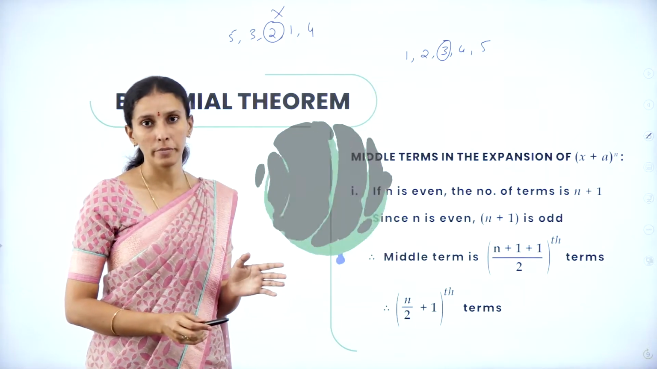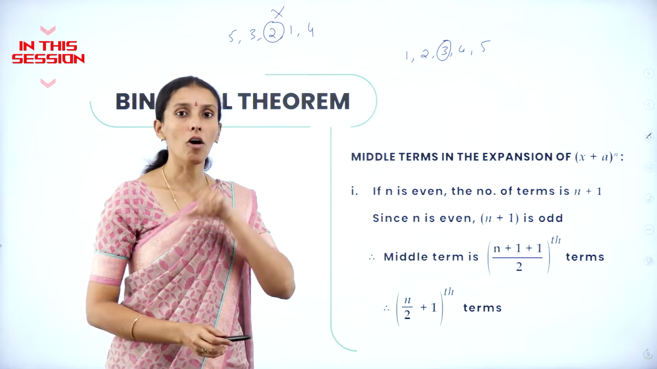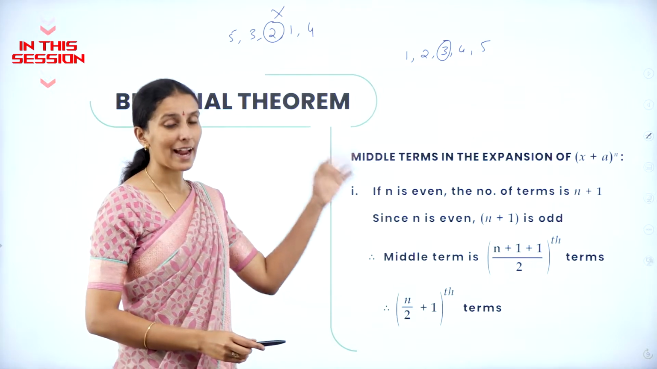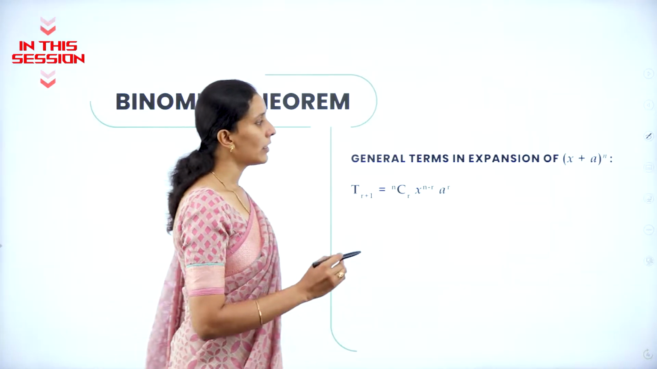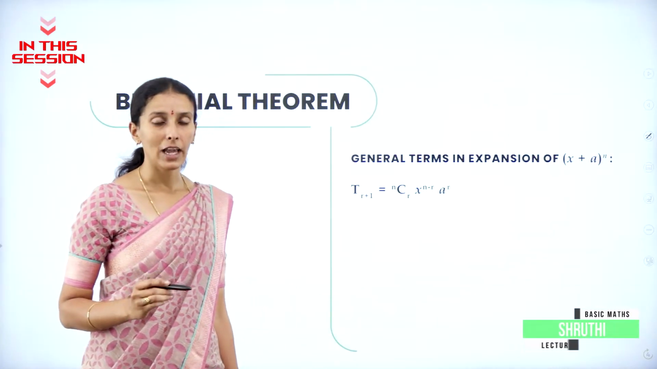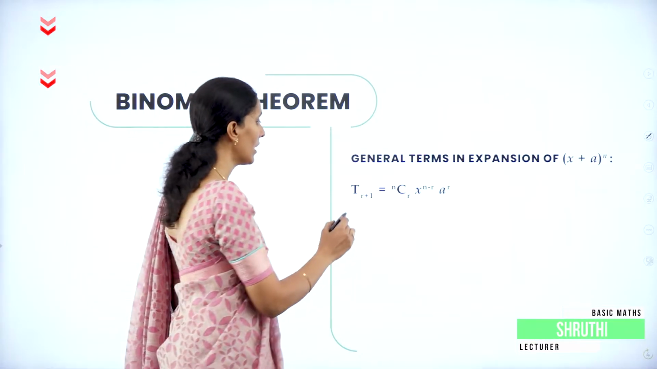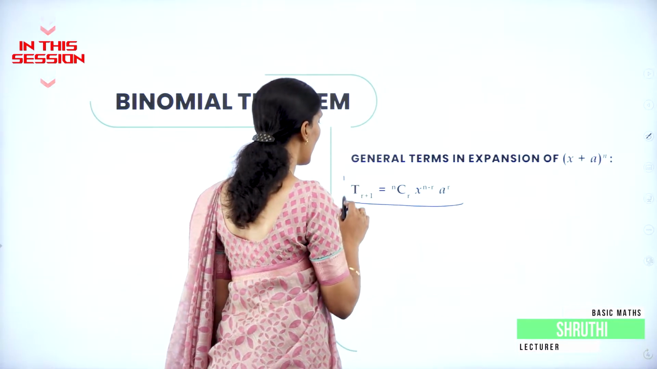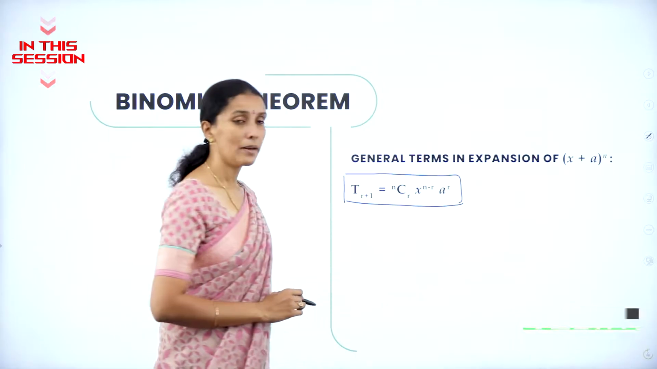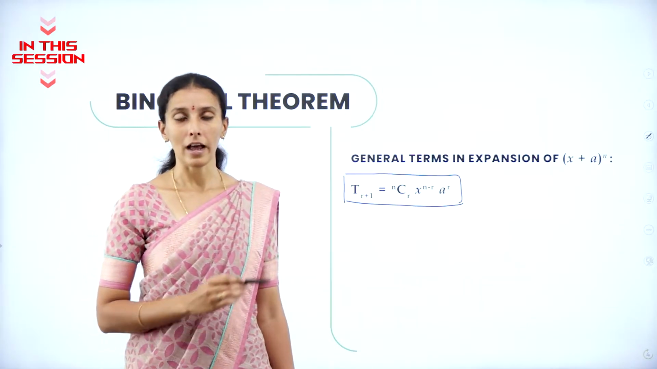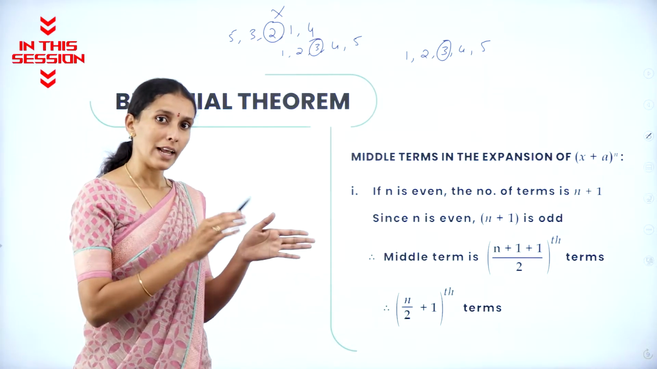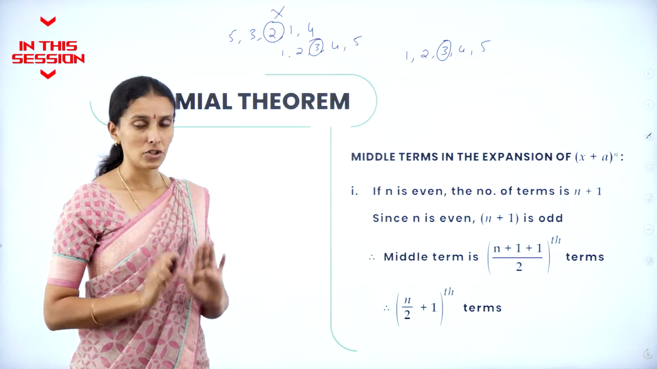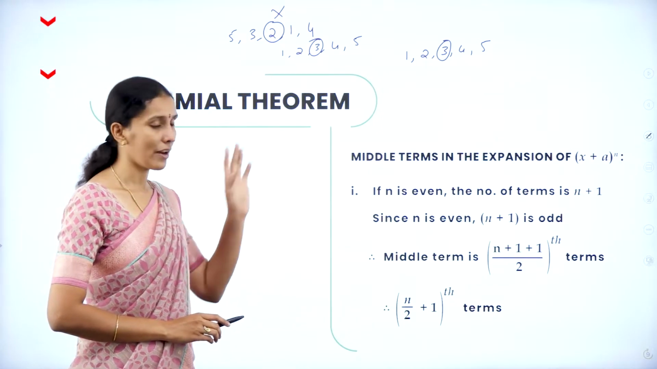Always the number should be either in increasing order or decreasing order so that we can exactly find the middle term. General term in the expansion of (x + a) whole power n is given by T(r+1) = nCr x to the power n minus r a power r. In the binomial expansion, every term is already arranged in an order, so no need to rearrange them.